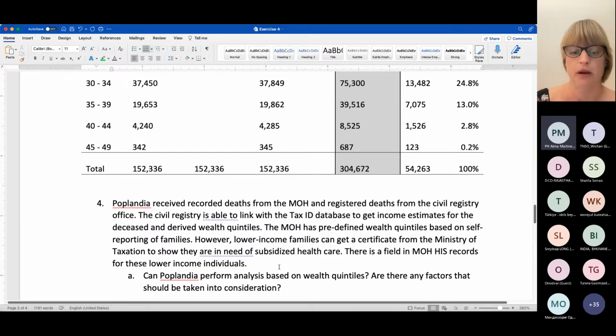So the question is, can Poplandia perform analysis based on wealth quintiles? And are there any factors that they should take into consideration? So have a think about these different variables and these different ways of thinking about income. And we'll post some thoughts on our Jamboard. I'll give you a few minutes, say 5 minutes or so, to think about this.